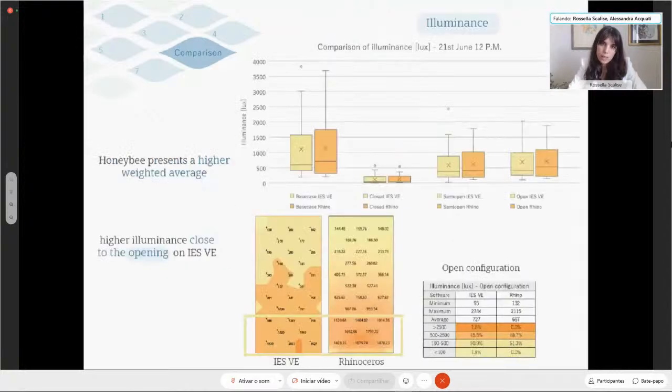So the first parameter analyzed was the illuminance. And in this case, it is important to see how Honeybee presents a higher weighted average when compared to ISV. In this case, on a specific day at a specific hour, on the 21st of June at 12 p.m. But going more in detail, it is fundamental to see that higher illuminance values were obtained close to the opening on ISV, as visible in this bottom part.